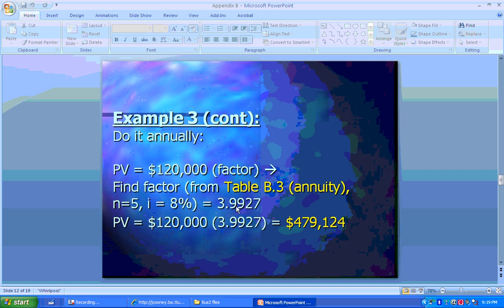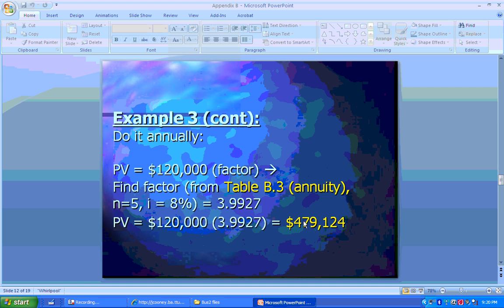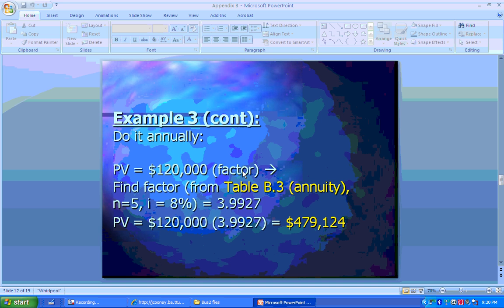So when you multiply that 3.9927 times the principal, which is 120 grand a year, it's going to be 479,124. Notice the same setup. Present value equals a principal times a factor. You just went to a different table. This table is calculated for getting all these payments annually, not a one-time payment 5 years out. You must understand that. So hopefully that example is clear to you. All right.